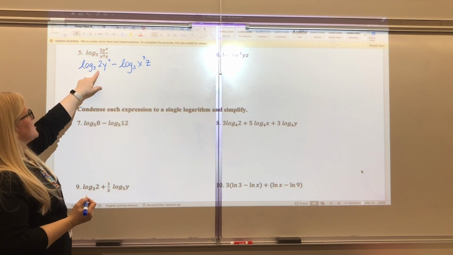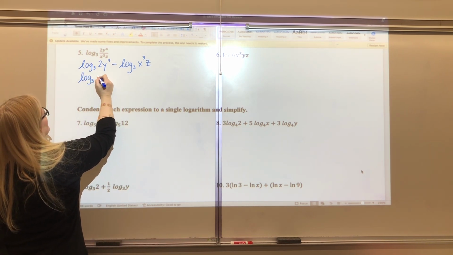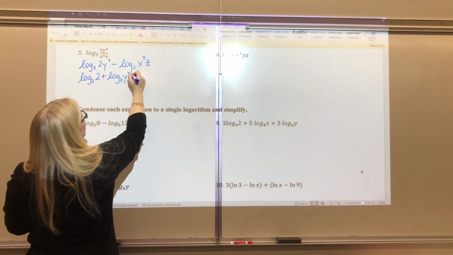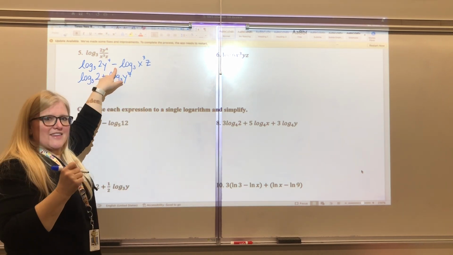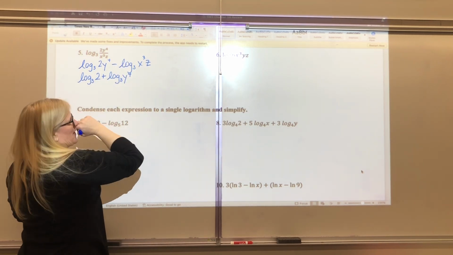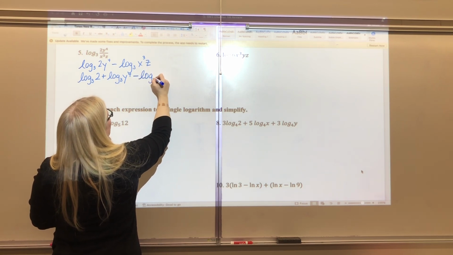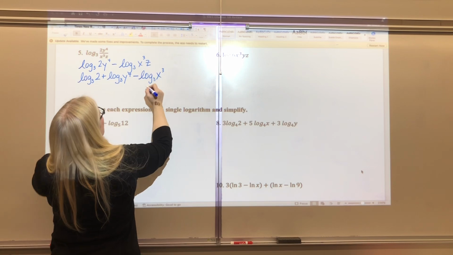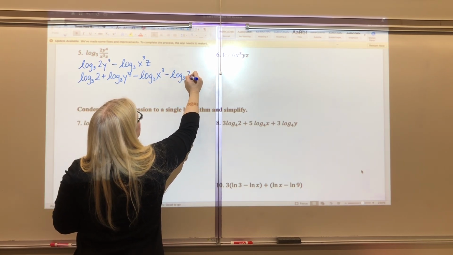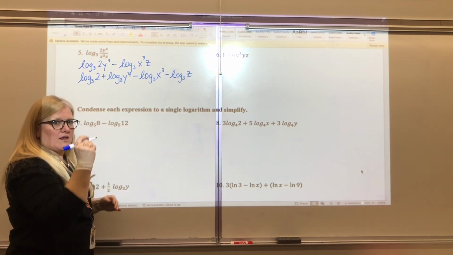All right, so this one is multiplication. So we've got log base 3 of 2 plus log base 3 of y to the 4th. And remember that anything in the denominator is going to be a minus. We would be distributing the negative. So we have minus log base 3 of x to the 3rd minus log base 3 of z. Again, these are both in the denominator, so they're both going to be negative.